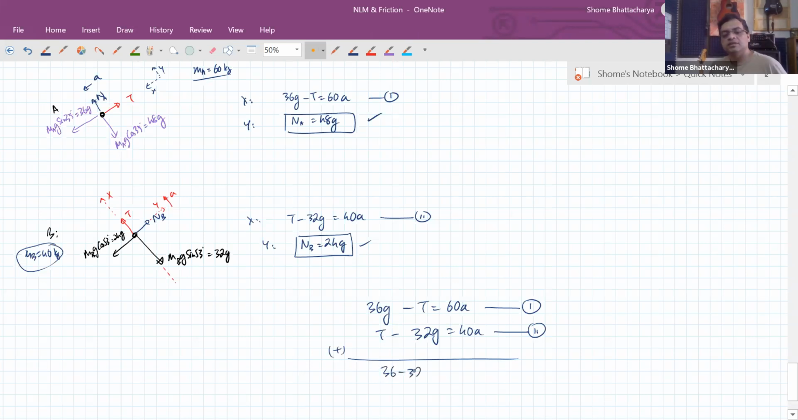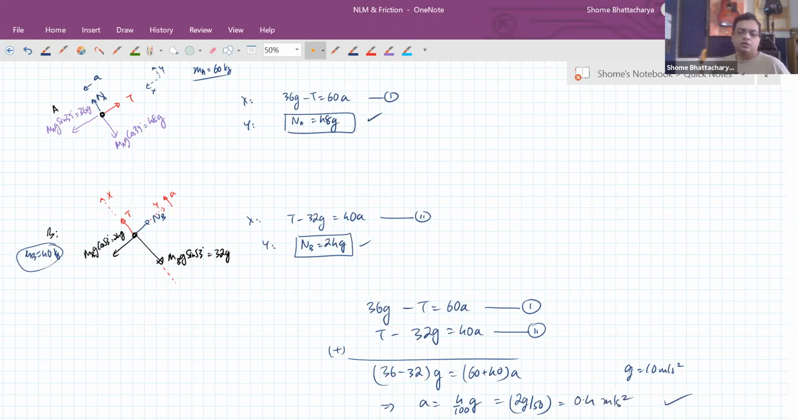So 36 minus 32 is equal to 60 plus 40 times a. So our acceleration becomes 4 by 100 g, or it becomes 2g by 50, or in this case, if we take g as 10 meters per second square, it becomes 2 by 5, or 0.4 meters per second square. So this becomes the complete working of this.